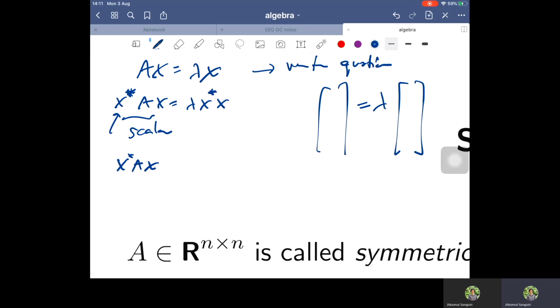Then I take the complex conjugate of this scalar quantity. This is a scalar, this is a scalar. What I do next is take the complex conjugate on both sides.